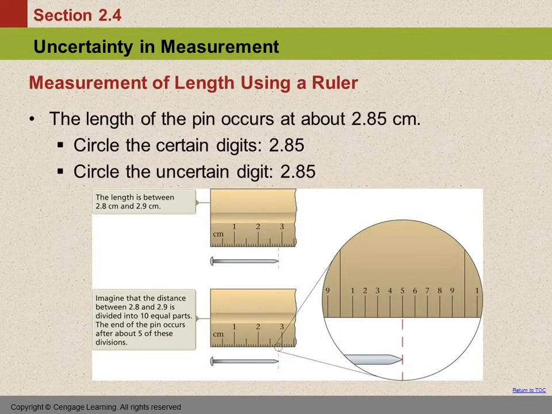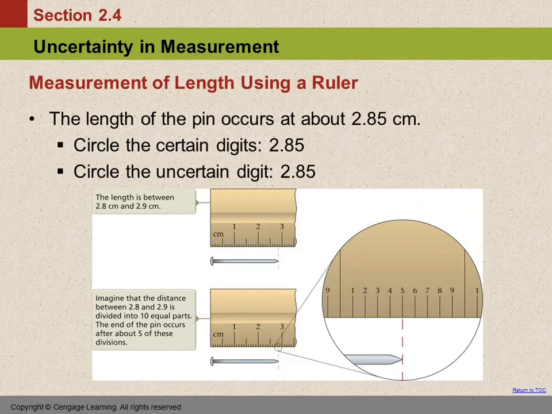Okay, so let's look at this ruler. Here we're measuring a pin with this ruler. We've got it lined up to the 0 mark on the ruler, and we're looking at how long the pin is. We can see very clearly that it's between 2 and 3 centimeters, right? So we're going to say it's 2 something. The 2 is certain. It's between the written lines, and we can very clearly see that. And then if we look closer, we can see that it falls between the 8 and the 9.